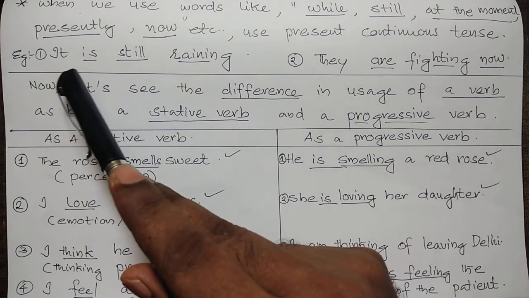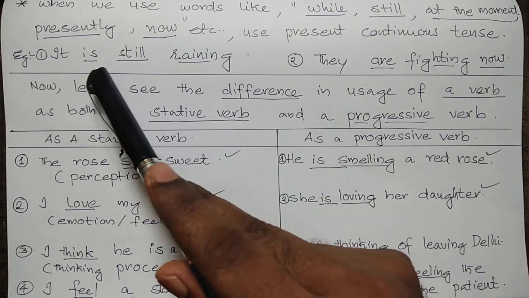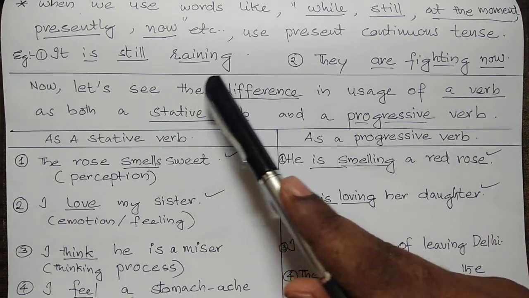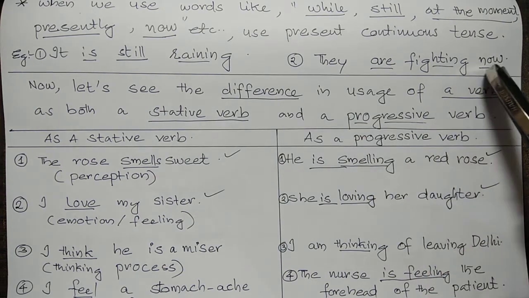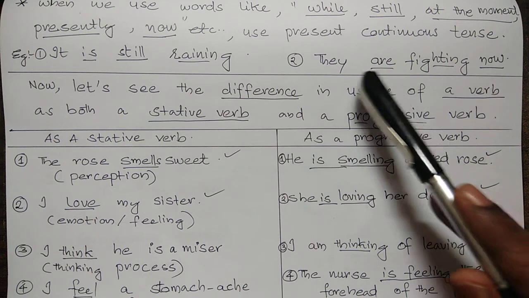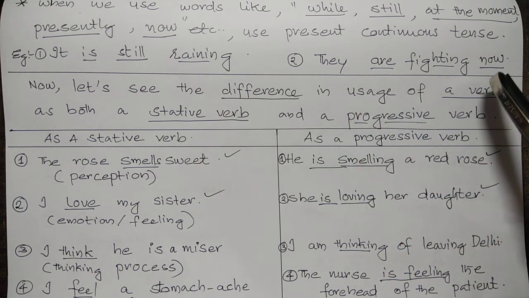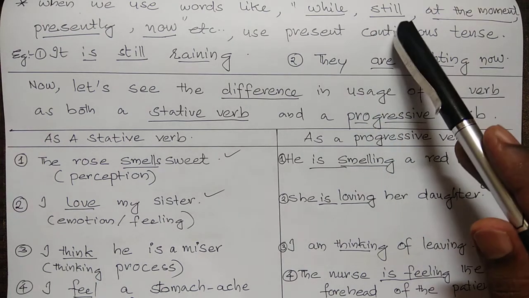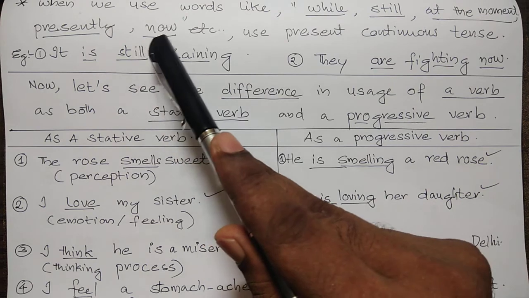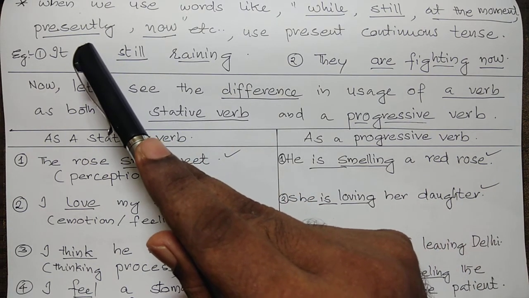See the examples. It is still raining. See, still is used, so the sentence will be present continuous. It is still raining. They are fighting now. Now, it is a progressive action happening now. So we are saying they are fighting now. Similarly, the other words also, at the moment something is happening. Now, presently I am holding a quarters.